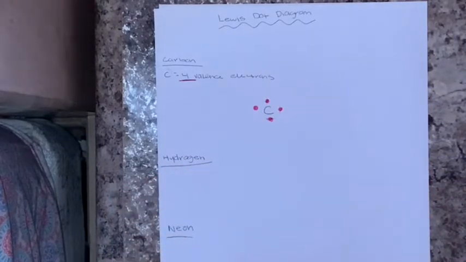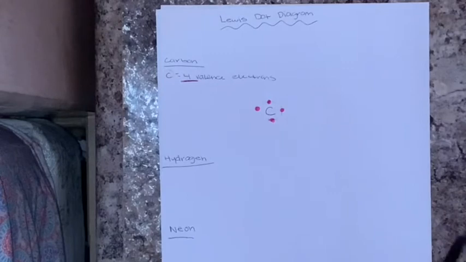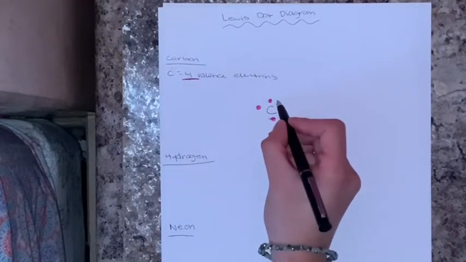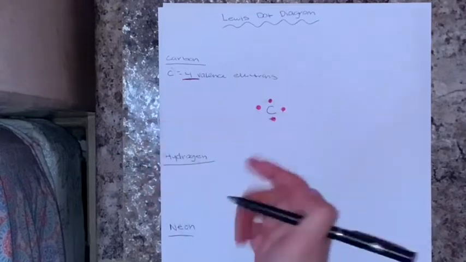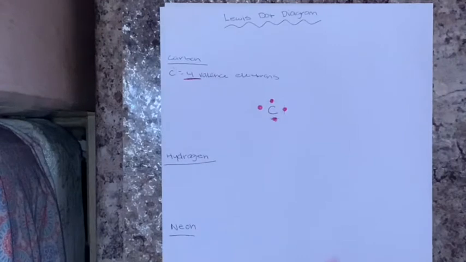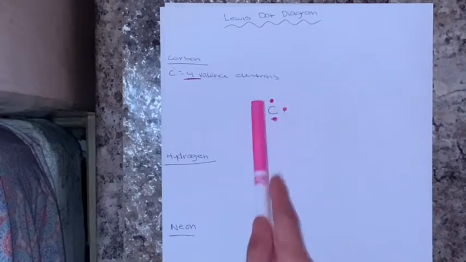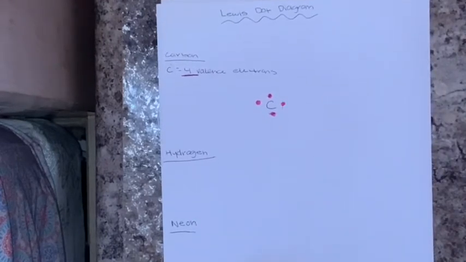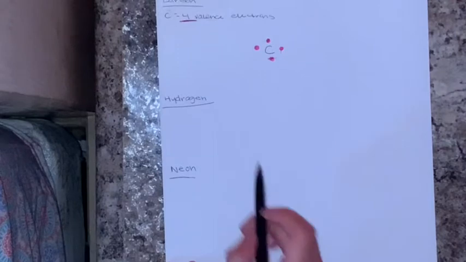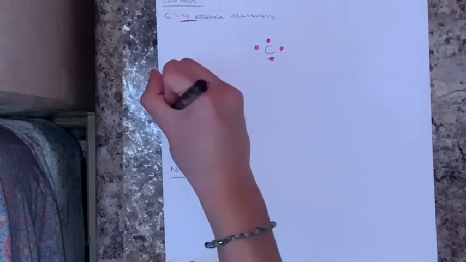And just like that, that is the Lewis dot diagram for the single atom carbon. If we had more electrons, we would distribute them and put them next to the existing electrons. But since we just have 4, we're just going to leave it like that. And remember, you want to separate the electrons and not put them in a pair unless you have more electrons.